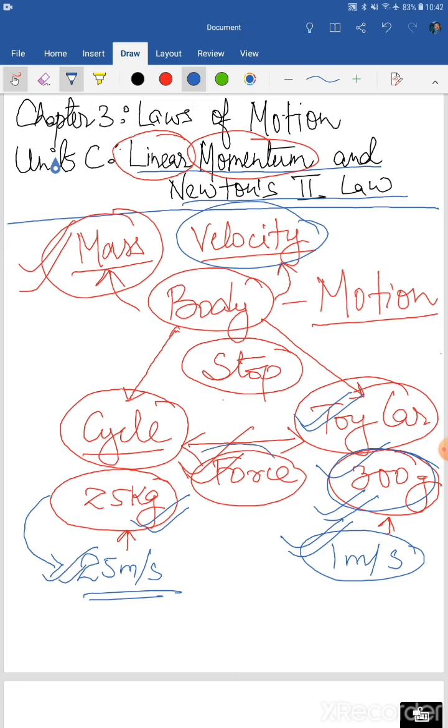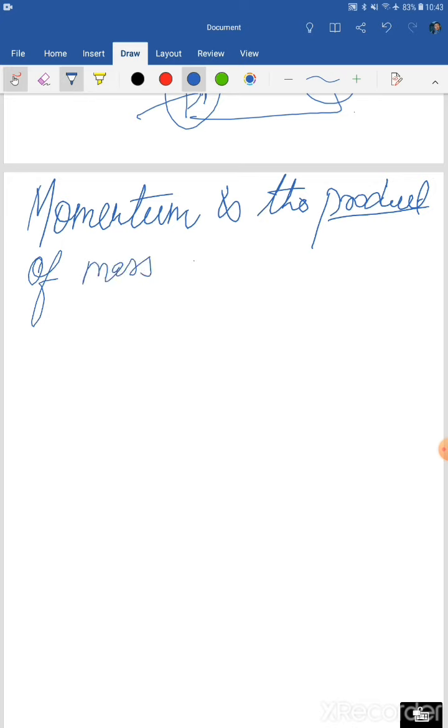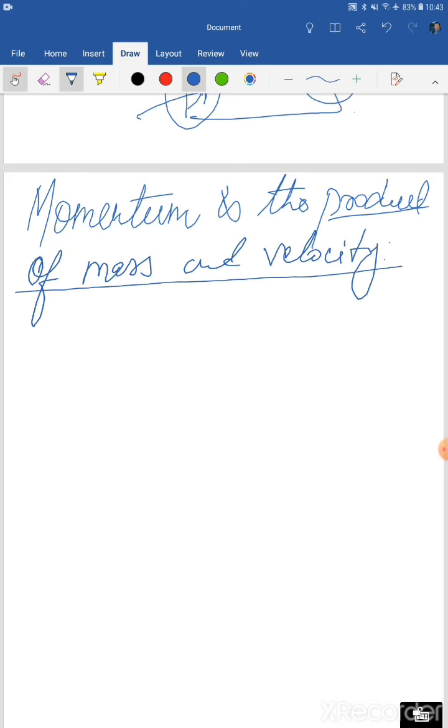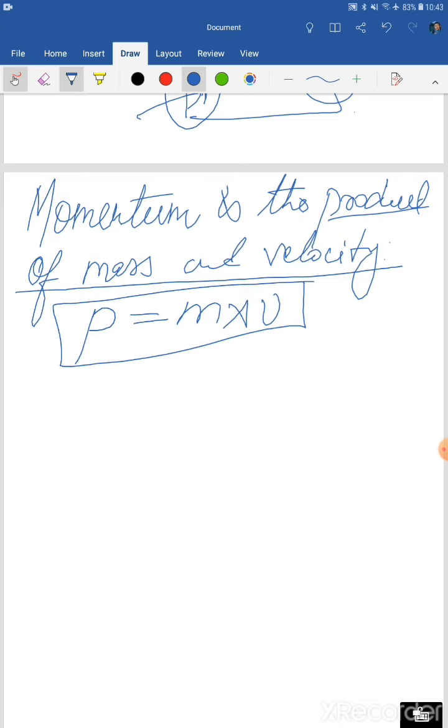So mathematically, momentum is the product, meaning multiplication, of mass and velocity. What is it? Mass and velocity. So P equals m into v. This is the mathematical relation to find momentum. All right, is it understood?